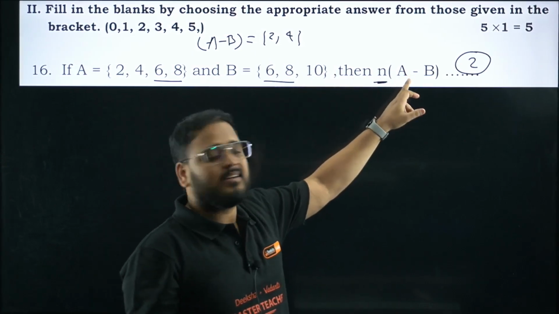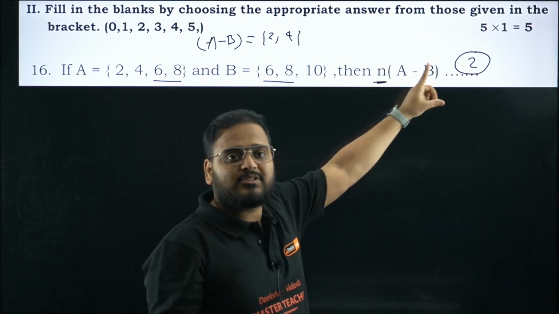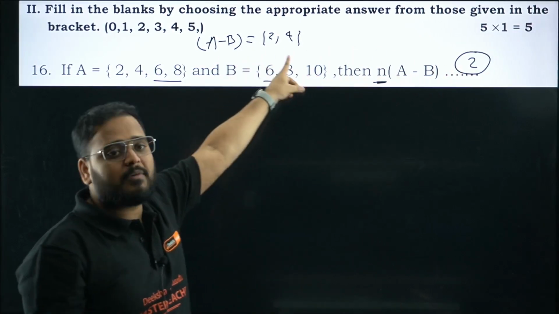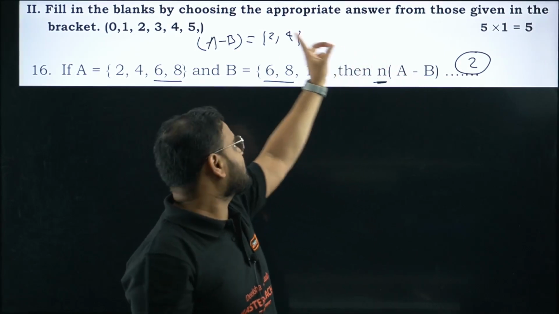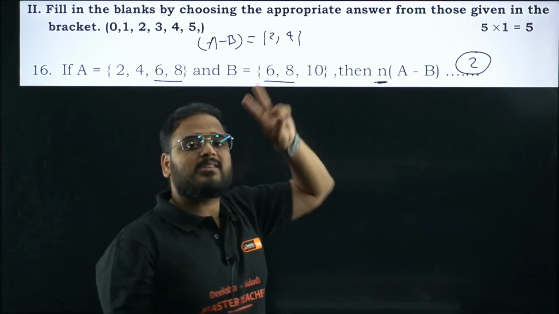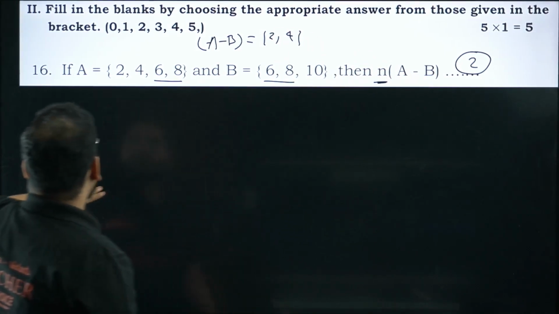N of A minus B, right? Number of elements in A minus B set. What is that going to be? 2. Because A minus B set is 2, 4, right? Hence, N of A minus B will be 2. First element is 2, second element is 4, total makes 2 elements. Clear? Let's move on to question number 17.